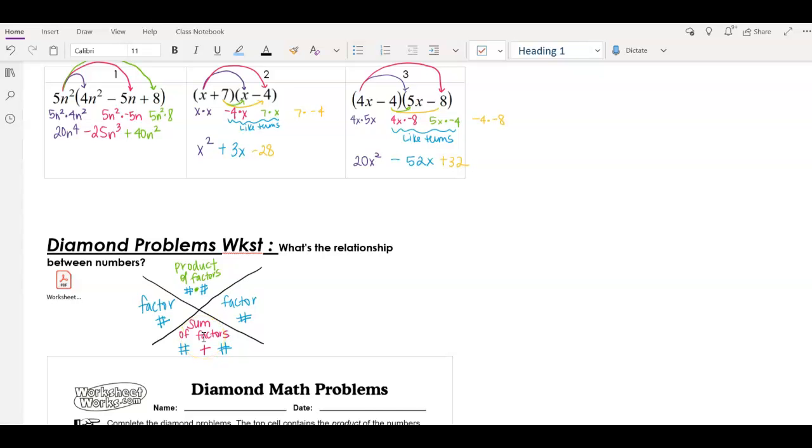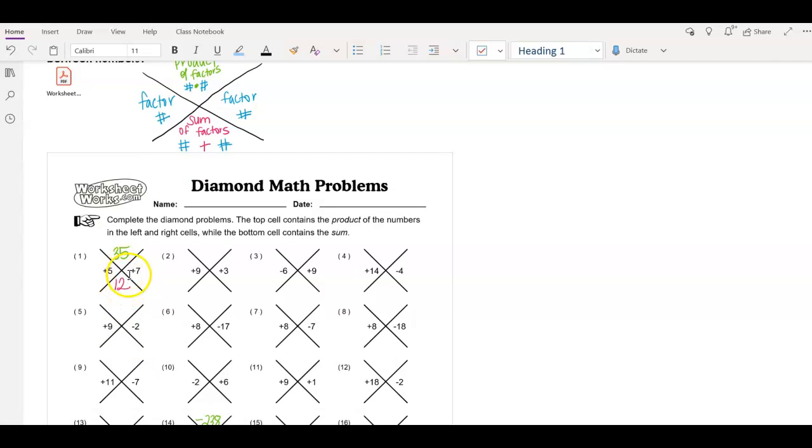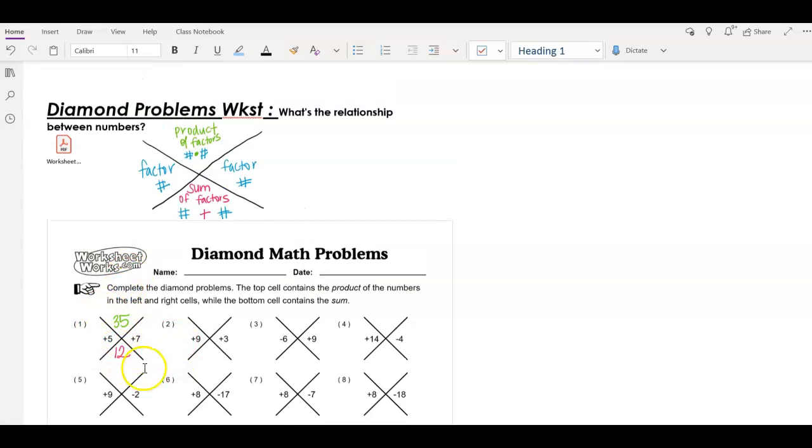If you take a look at the first problem, I went ahead and did that one for you. You will see that my 2 factor numbers were 5 and 7. So what is the relationship of 5 times 7? That's 35, and we put that at the top. What is the relationship of 5 plus 7? That's 12. As you go through 1 to 13, those are going to be your first example group. Each of those has 2 factors, and you need to write the product at the top and the sum at the bottom.